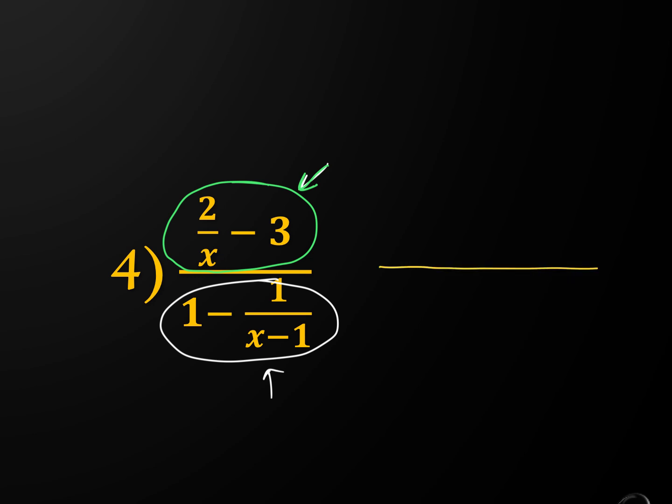Look in my green. I'm going to talk about colors instead of numerator denominator because it can get confusing. Look in the green. What would be my common denominator between x and 1?